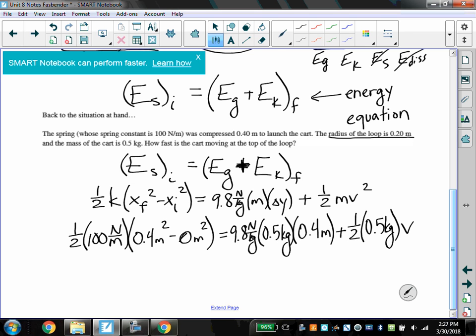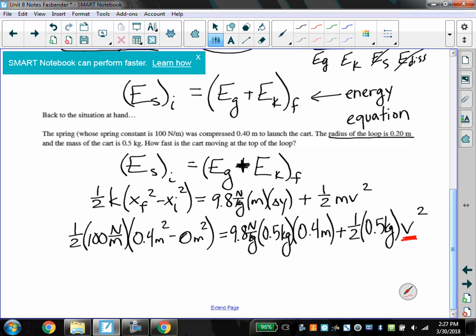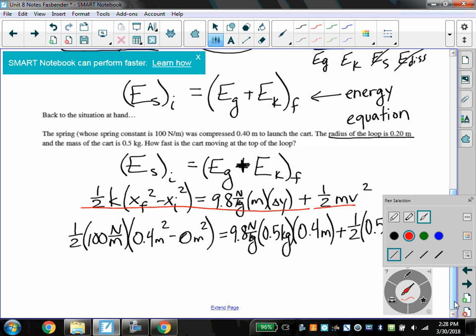times v squared. And then we finally get to the one thing that we don't know. Out of all of this stuff, all of those variables and values, by the time we actually enter in all the stuff we know, we only have but one unknown, and it is that speed, or that velocity.